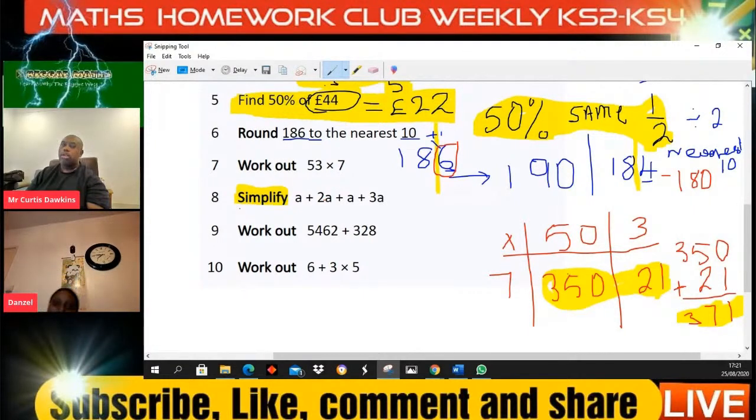1 add 2, yes. 1 apple plus 2 apples is what? 3 apples. 3 apples plus another apple is 4 apples. 4 apples plus 3 more apples. 3 plus 4 is 7. So you got 7. It's abstract, it doesn't really matter.